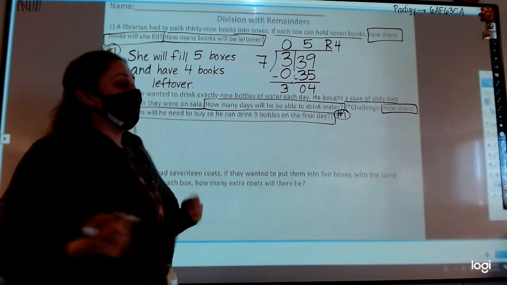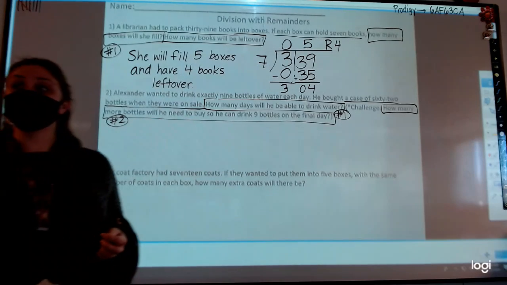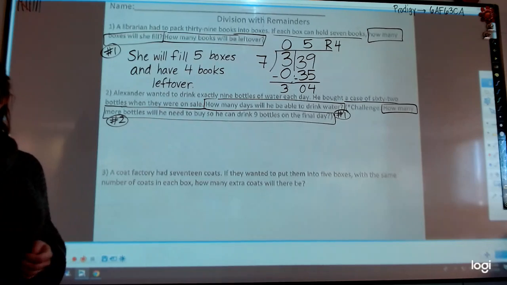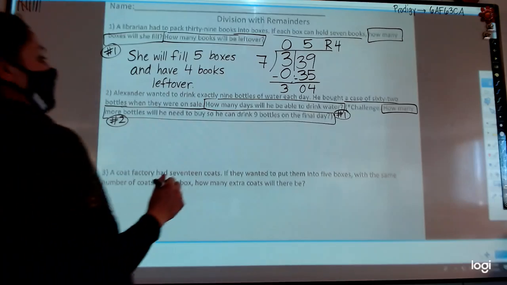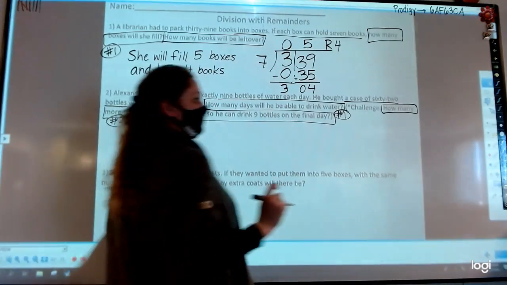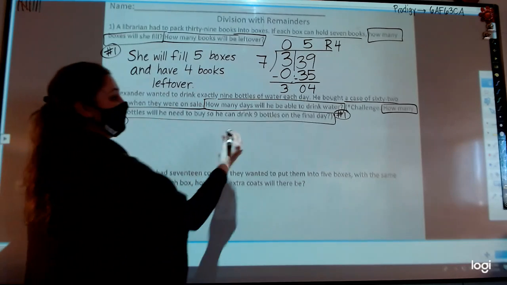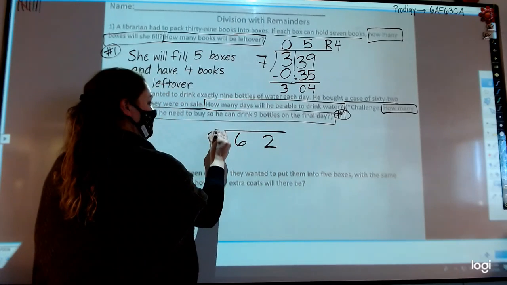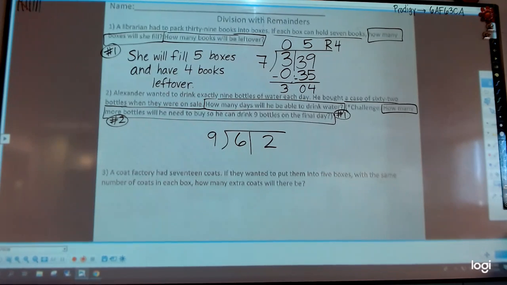All right. What type of math operation do I need to do to solve my problem? Josiah? Okay, but I think you probably know. Do we need to multiply, divide, add, or subtract? Divide. Divide, okay? There are 62 water bottles, and he wants to drink 9 each day. So let's see how many days he can drink 9 bottles. So we have 62 water bottles, and he drinks 9 each day. All right, we got our problem set up. Now let's see how many days he can continue drinking 9 bottles of water before he runs out.